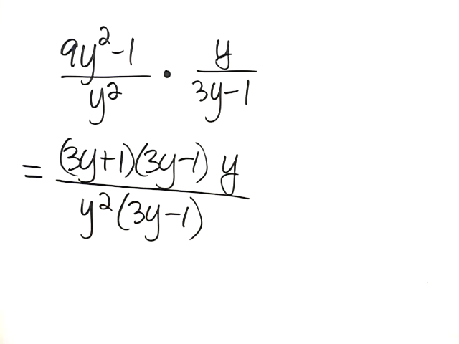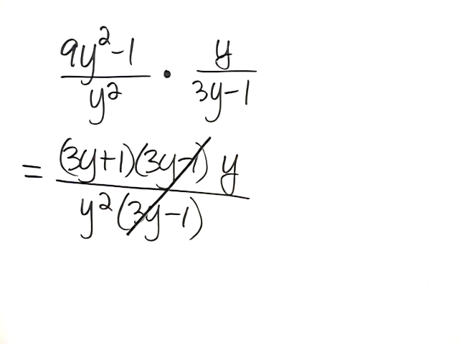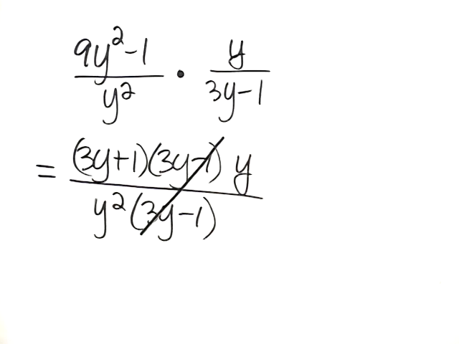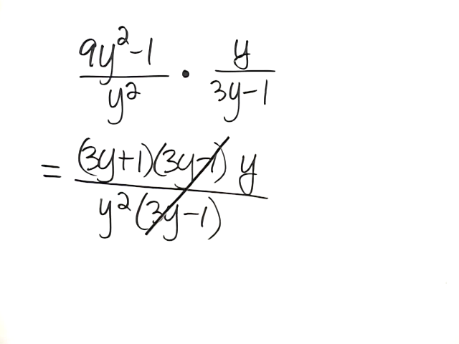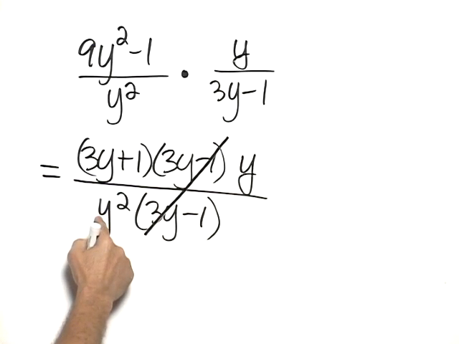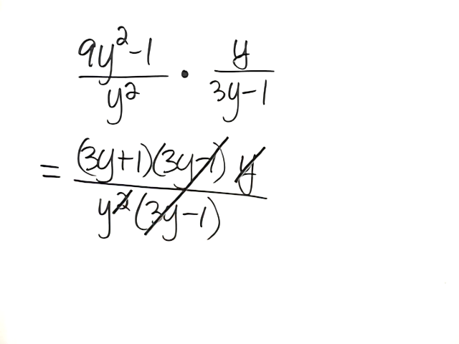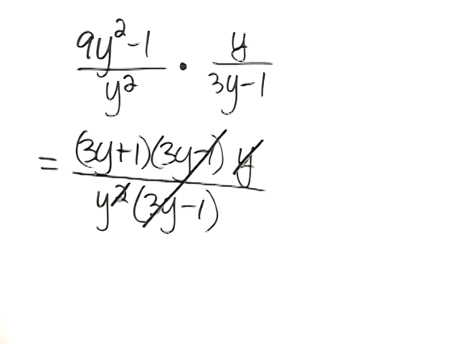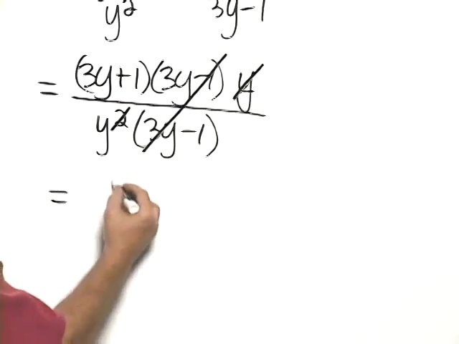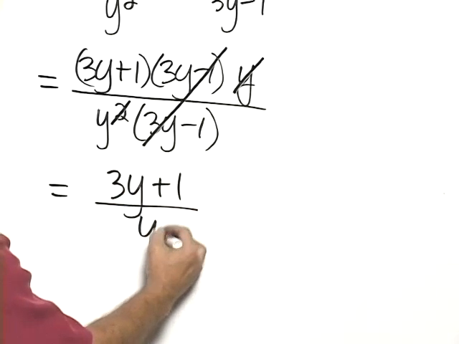We can now see that we can remove a factor of 1 of the 3y minus 1 and the 3y minus 1. In addition, since y squared is y times y, we can remove a factor of 1, which is one of the y's from the denominator. Our answer then, 3y plus 1 over y.